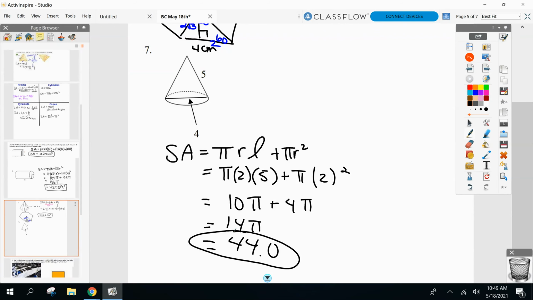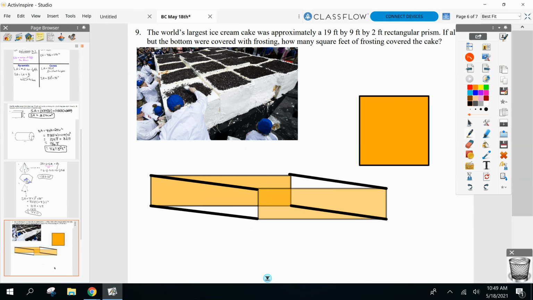All right, how about we turn our attention to some real life applications? The world's largest ice cream cake. Here you go, everyone. There are some of the bakers throwing what looks like Oreo crumbles on the top. There it is, the world's largest ice cream cake in the flesh. It is 19 by 9 by 2. Wow, that's a pretty big cake. And we are going to put frosting on everything but the bottom. So how many square feet of frosting are we going to need?